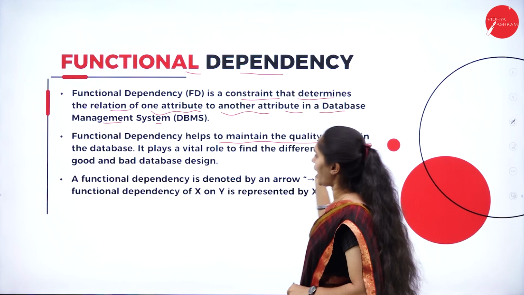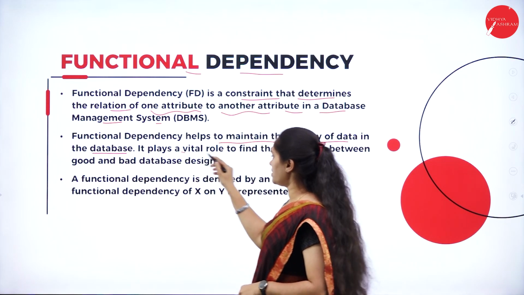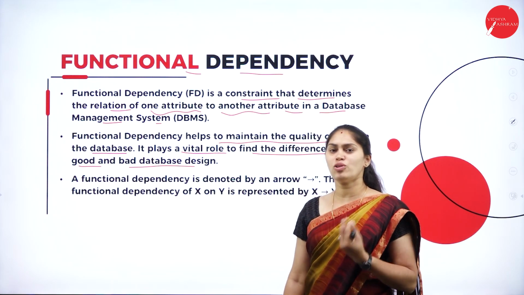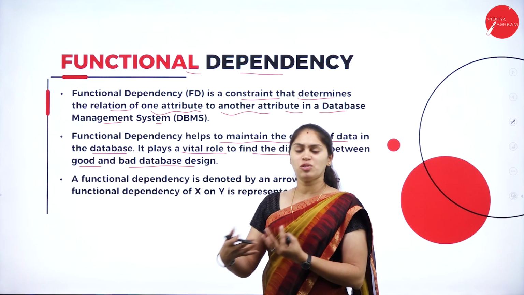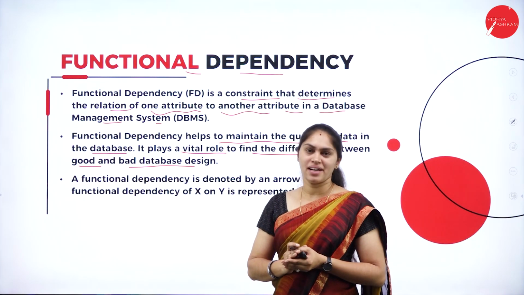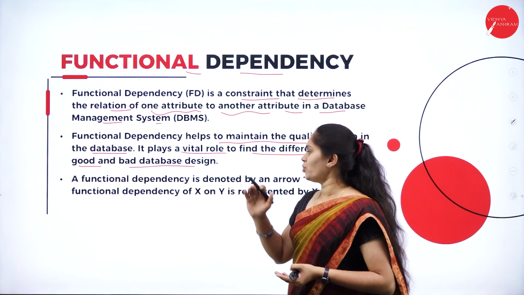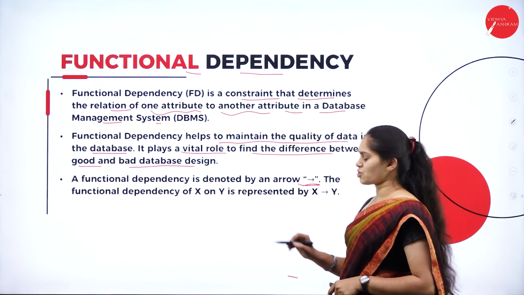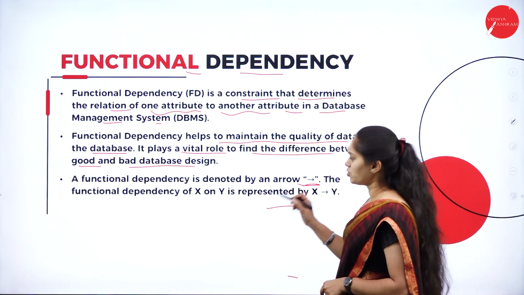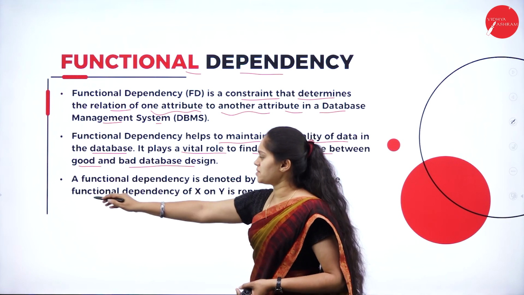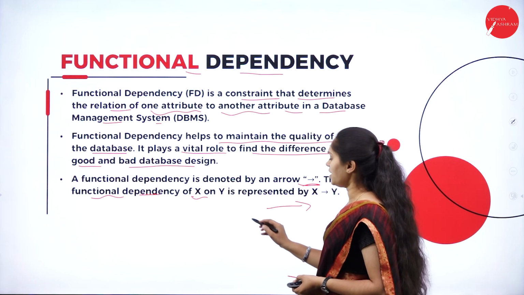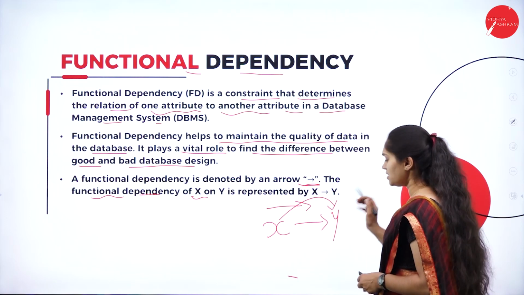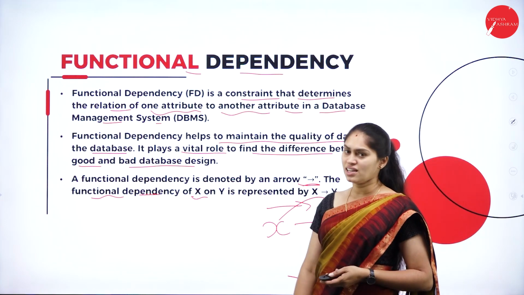Then why is it required? It helps to maintain the quality of data in the database, and it also plays a very important role in finding good and bad database design. If we don't have any dependencies, then we won't get to know anything regarding that table. So that dependency should be there. Then we can find out which is a good and bad database design. A functional dependency is denoted by an arrow. If you want to specify the functional dependency of x on y, we write x arrow y. That means x depends on y. Fine. This is regarding functional dependency.